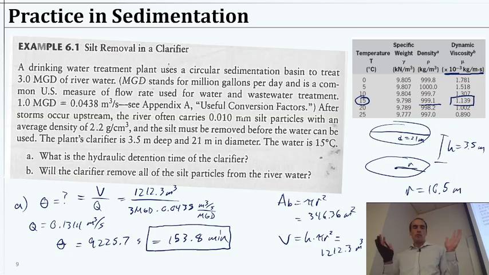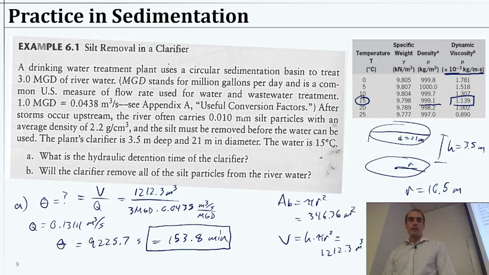So we've got a question about the retention time. So V over Q is what we're looking for, so we need our volume. We're going to get that from the volume of a cylinder because we've got a circular clarifier. It's going to be essentially a cylinder. It's got a height of 3.5 meters. Always draw your thing, by the way. Whatever we're doing, draw it first, always helps.